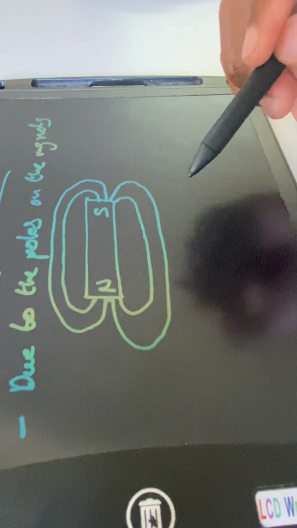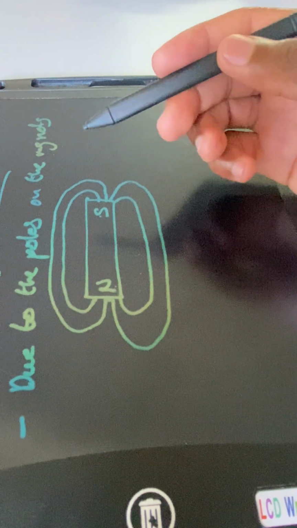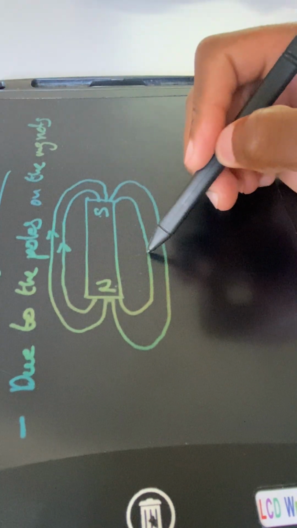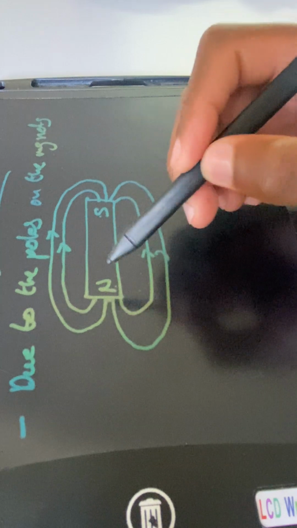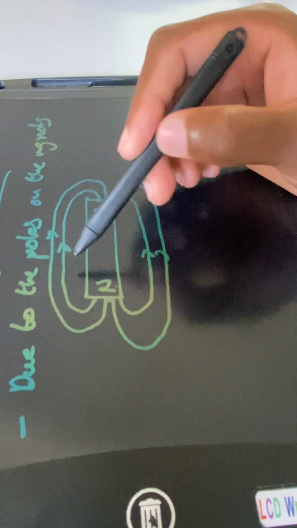One thing that I want you guys to take from this one, since they move from north to south, of course we have to show their direction. We are showing that they are moving from north to south.